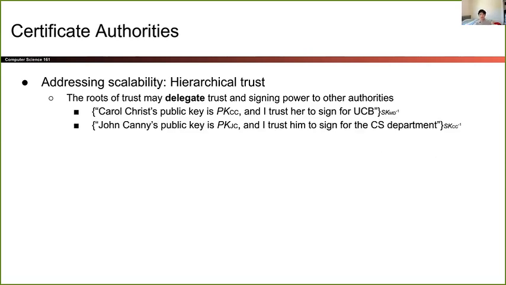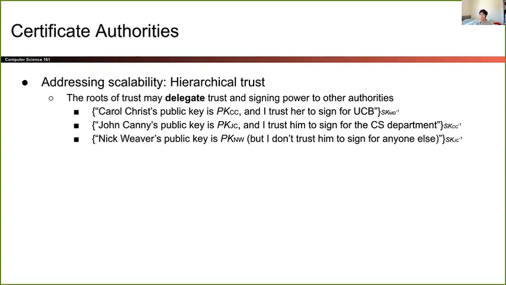Carol Christ might now go and say, okay, well, I have important UC Berkeley things to do. I'm going to sign John Canny's public key. John Canny's public key is PKJC, and I'm delegating my trust for him to sign the entirety of the CS department. And now John Canny is like, you know, I have important CS things to do. I also have this EE department over here that needs attention. So what I'm going to do is I'm going to sign Nick Weaver's public key, and it's PKNW. But in this case, he's saying, I'm not delegating my trust to him. So I'm not saying he can sign for any other people, but I'm still verifying Nick Weaver's identity.